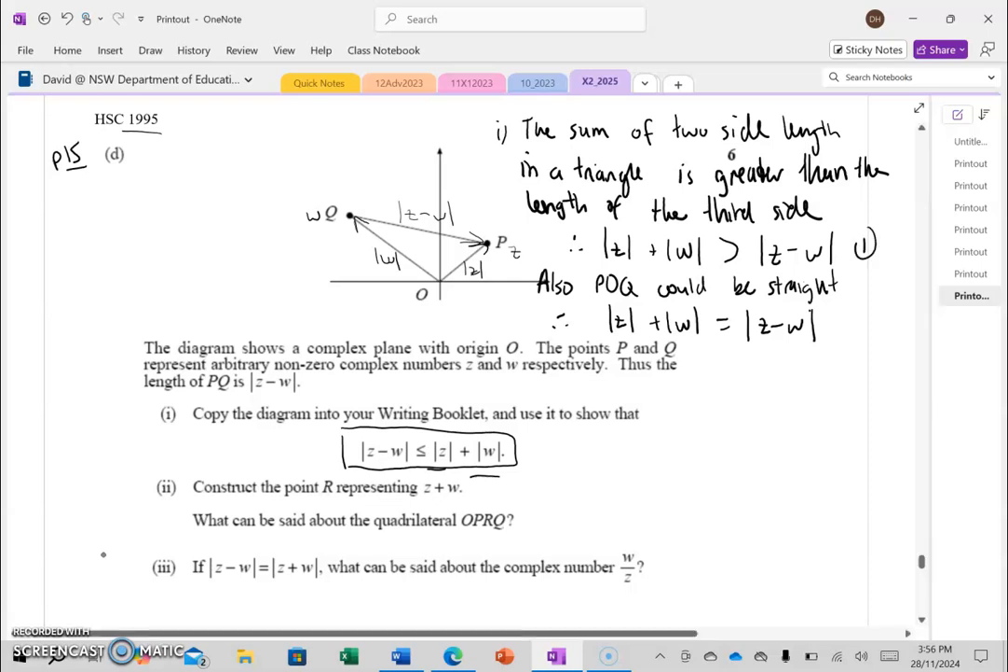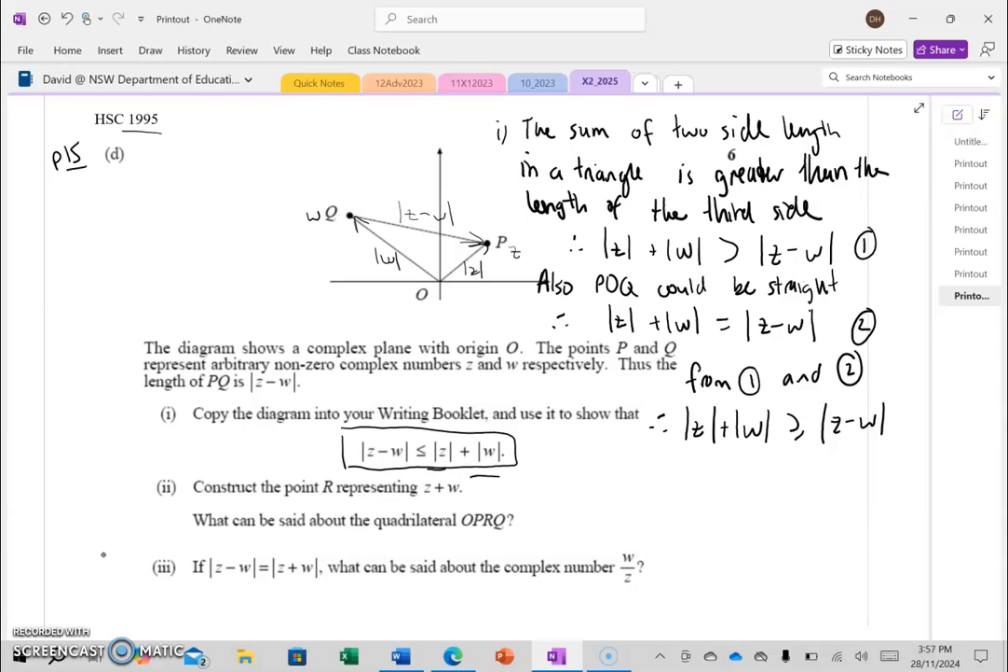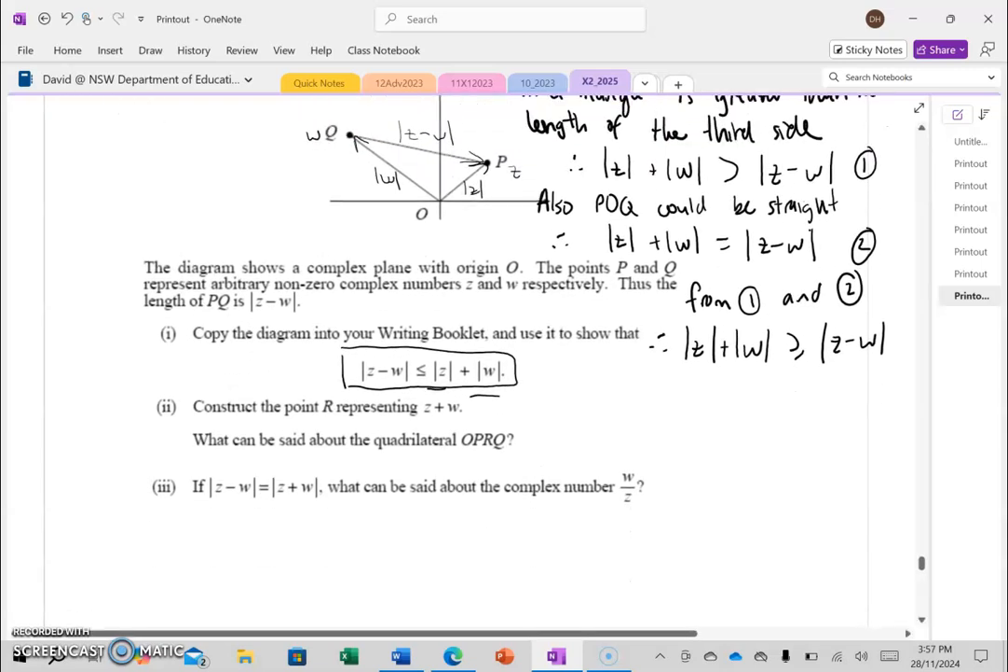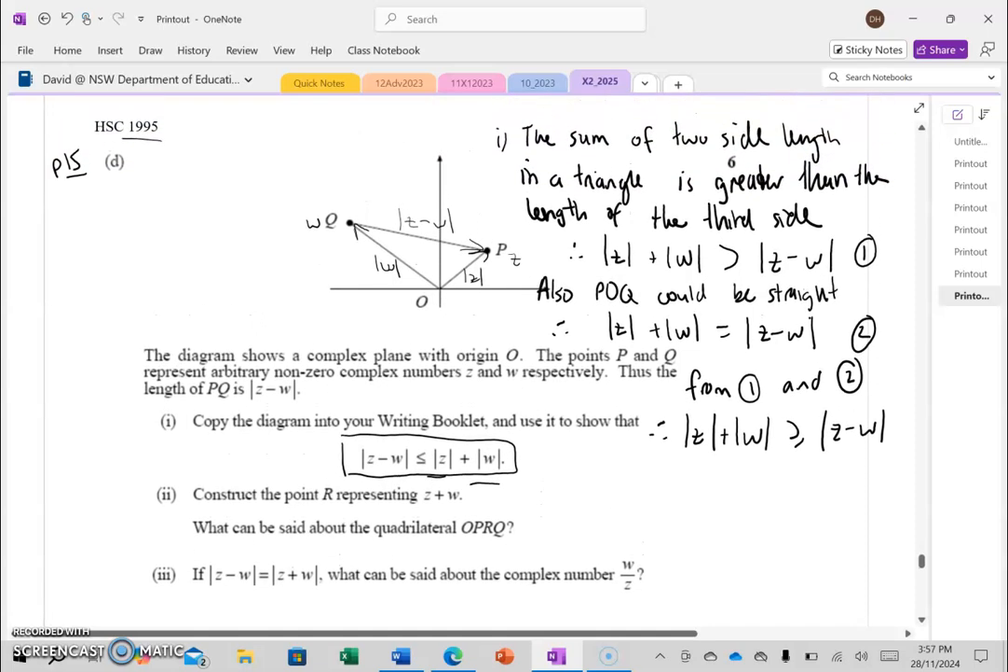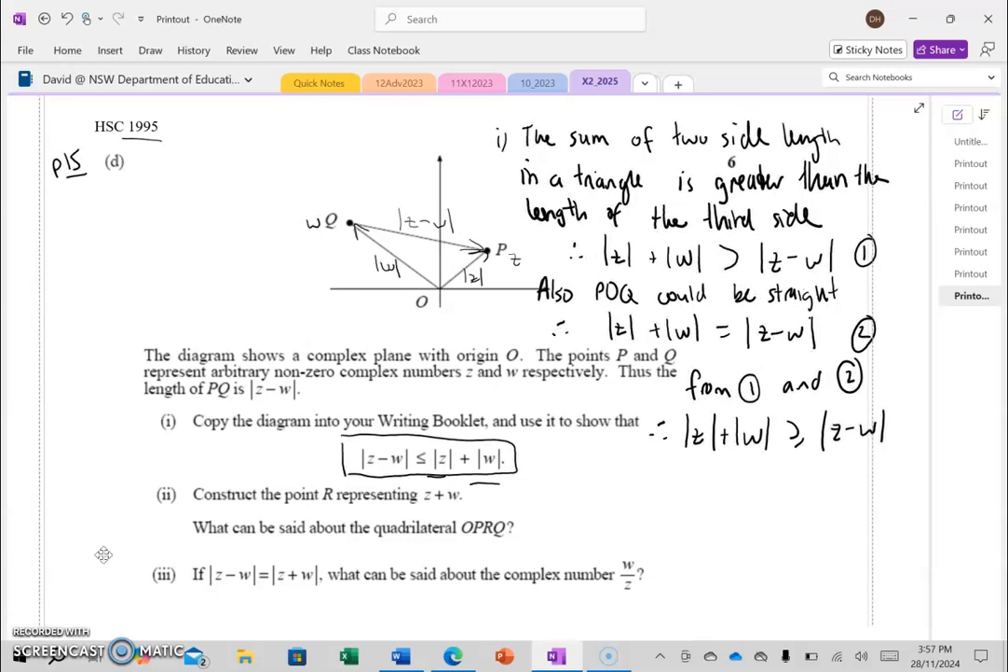Combining, we'll call that 1 and 2. From 1 and 2, therefore absolute of Z plus absolute of W is greater than or equal to absolute Z minus W. Okay, so that's the first part, proving the triangle inequality with the two cases. Okay, part 2.